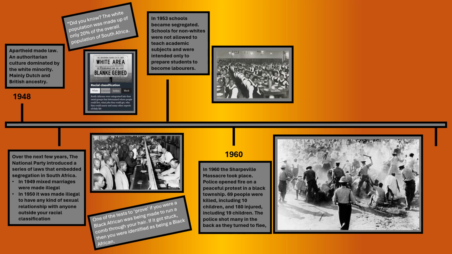But that wasn't the only way that the white ruling racial class expressed their power over the black Africans and the other racial classes, and one of the other ways was extreme violence. In 1960, the Sharpeville massacre took place, and this is an event where, at a peaceful protest in a black township, police opened fire. 69 people were killed, including 10 children, and 180 people were injured, including 19 children, and the police shot many in the back as they turned to flee. And what this demonstrates is the extremes that the white minority government were going to go to maintain their control over the population of South Africa.